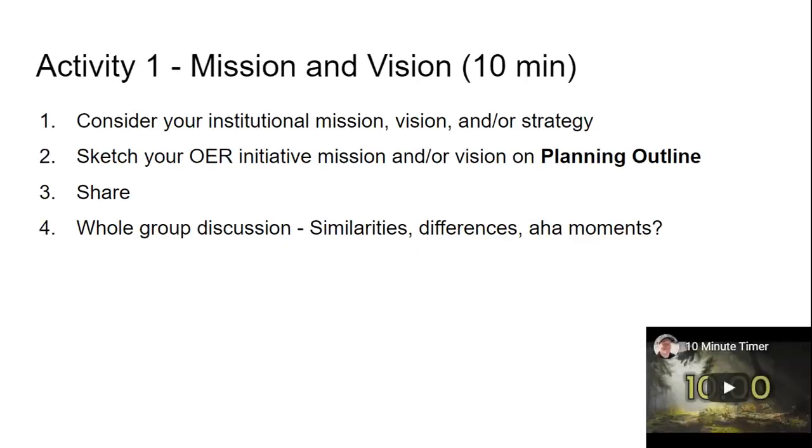All right, cool. So the first activity, we're going to spend about 10 minutes on this. The idea is to consider your institutional mission, vision, or strategy. If you have a laptop, open it up and navigate to your institution's website and see if you can bring that up, all the better. If not, just be thinking about what that mission and vision is. Again, that would be very consistently communicated through leadership at the institution. Then very briefly, sketch out what your OER initiative's mission and vision will be, and jot that down into the planning outline.